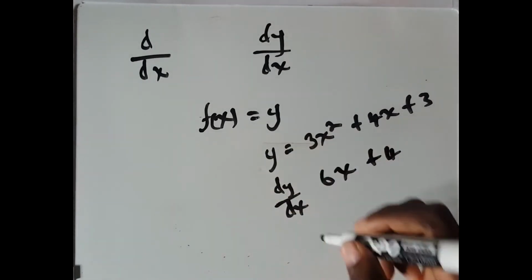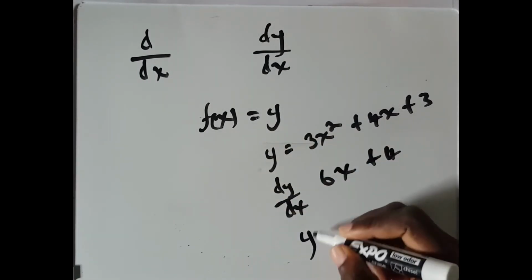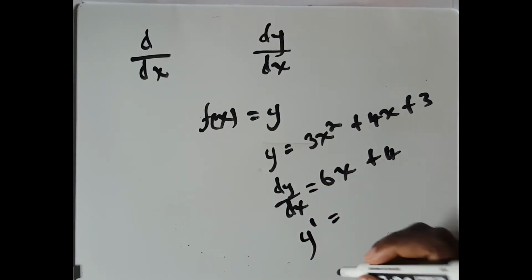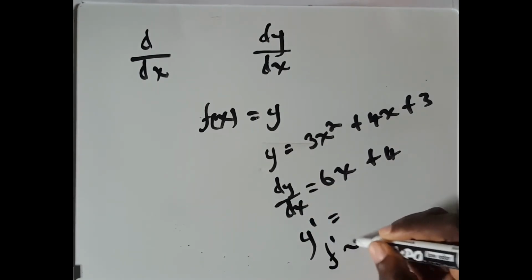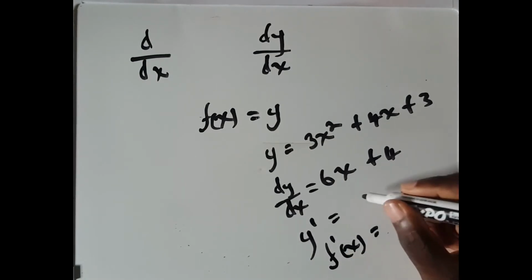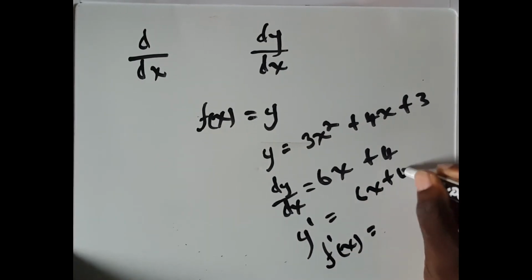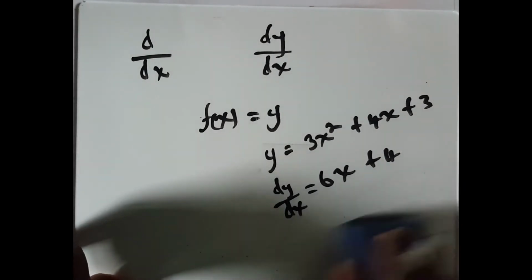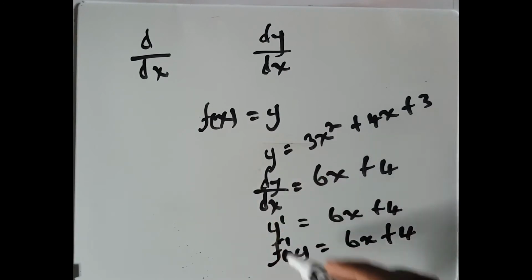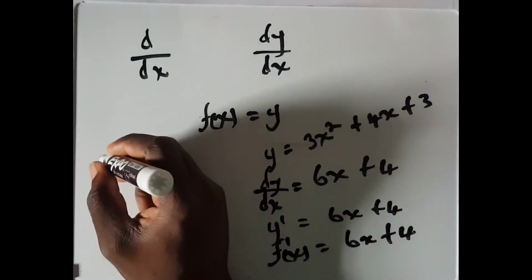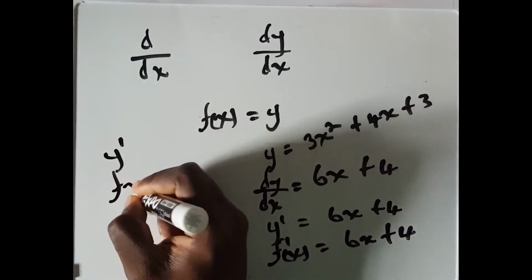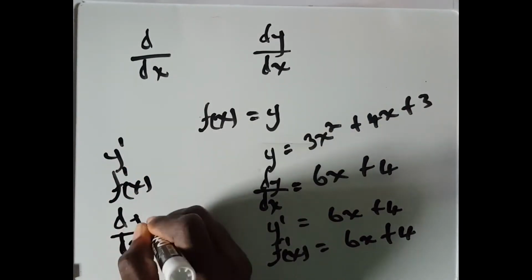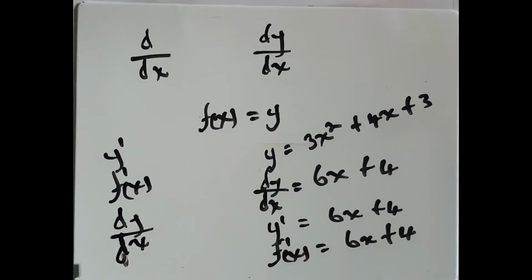I can also write this notation as y prime, meaning I differentiated it once, and I can also write it as f prime of x. And why am I writing sideways? Let me try and straighten these two. All three notations are saying the same thing. So you may see y prime or f prime of x or dy/dx. These are saying the same thing.